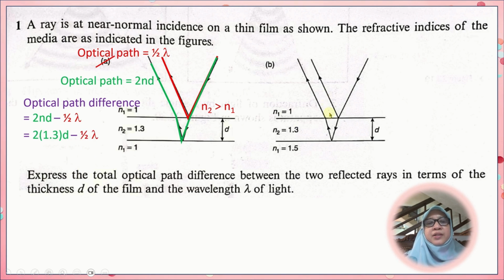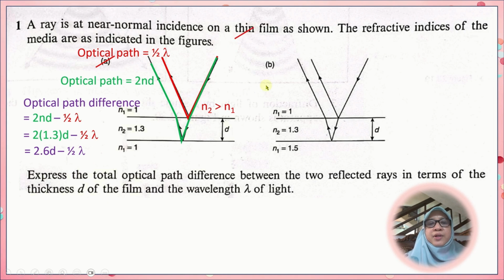This time in question B, we forgot to simplify the previous question. We substitute the n given, 1.3, into the path difference equation here, and we get 2.6d minus half lambda. So this is the answer, the optical path difference in question A.